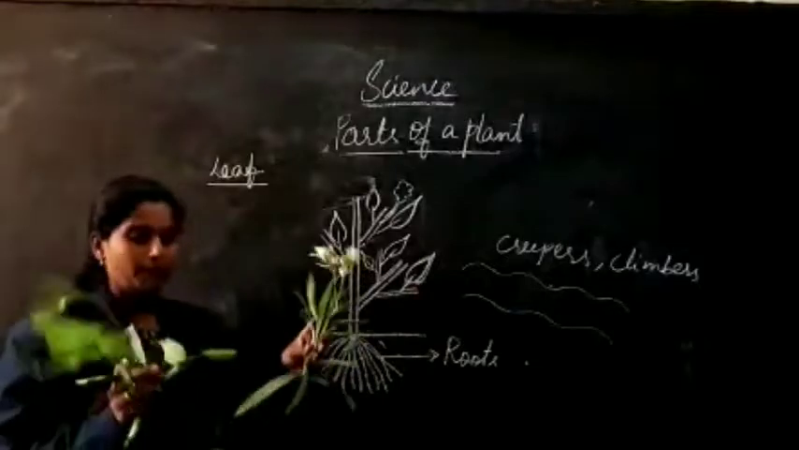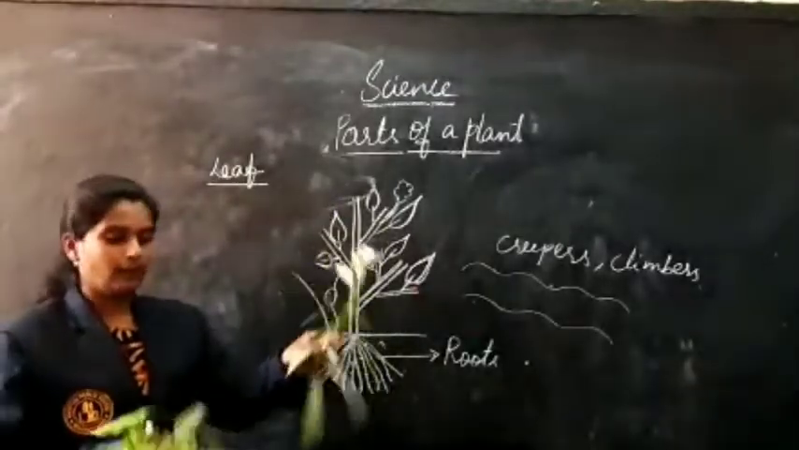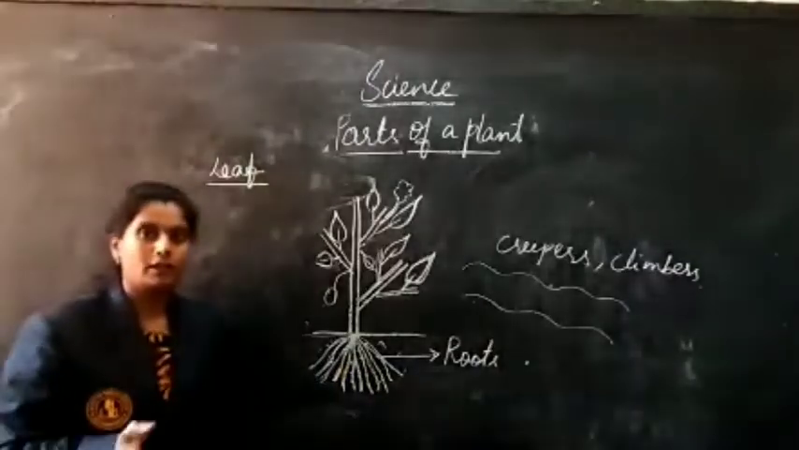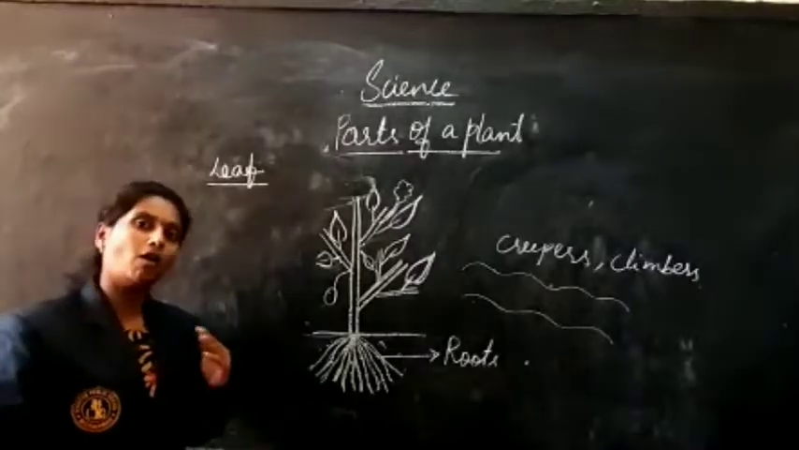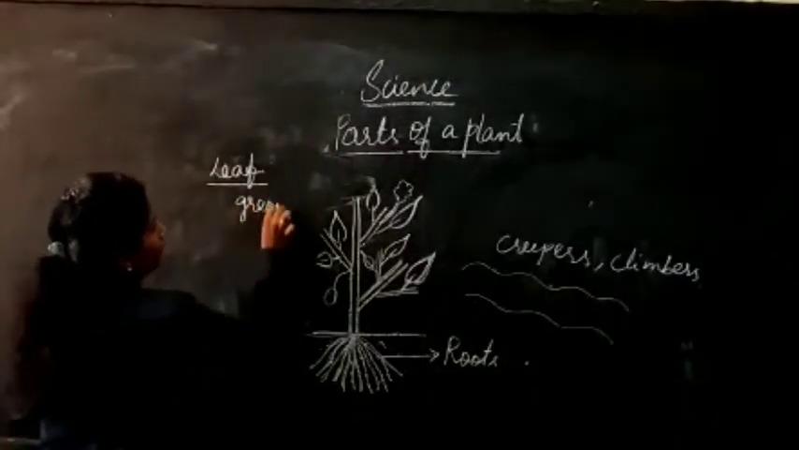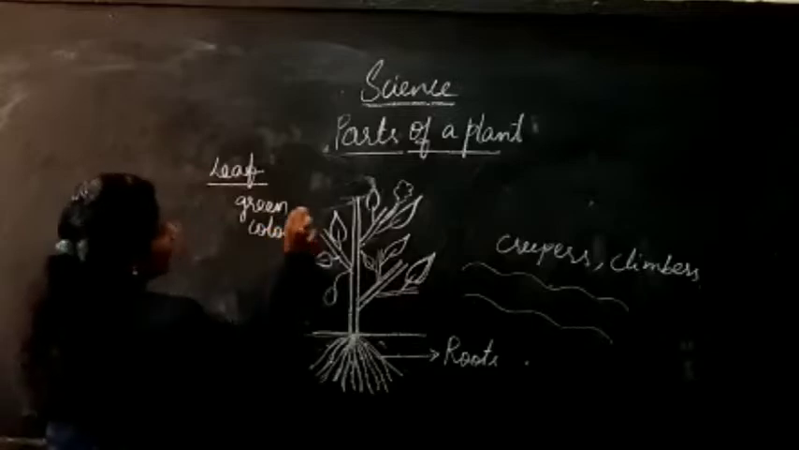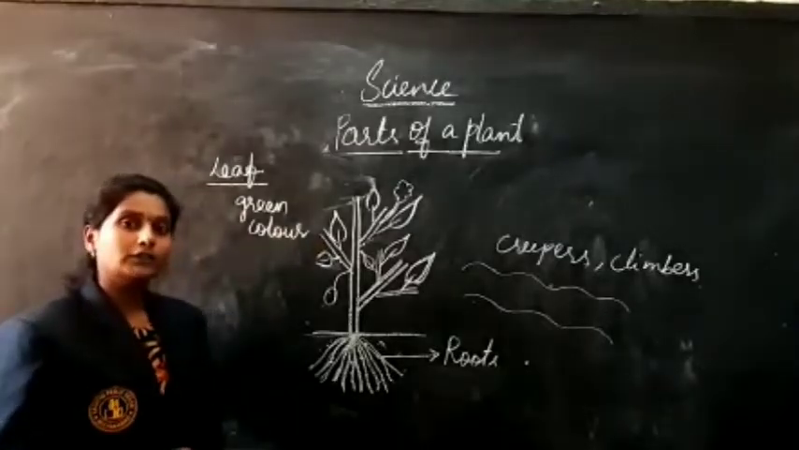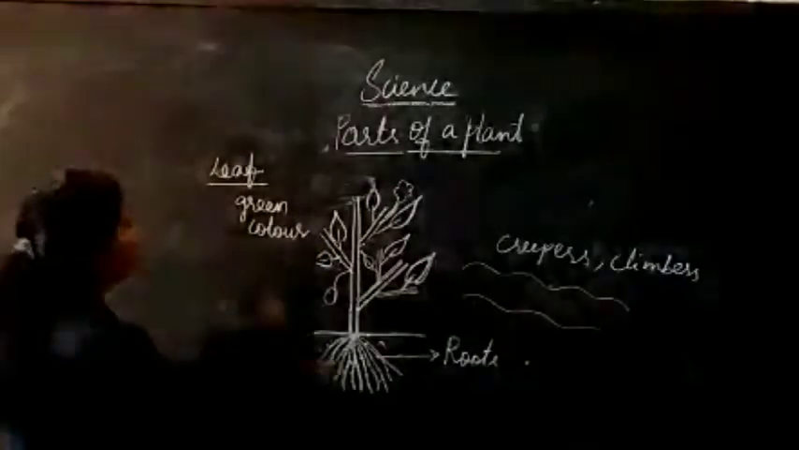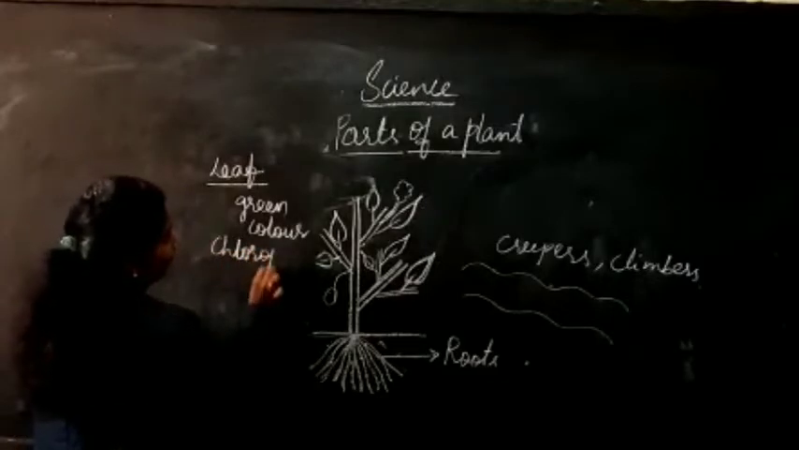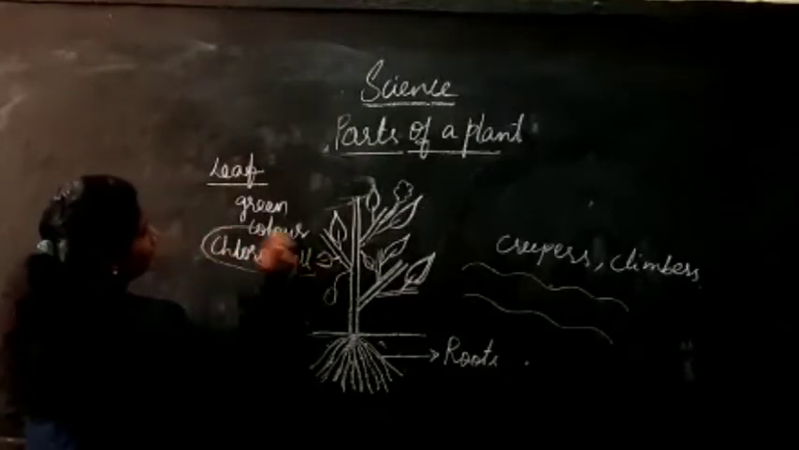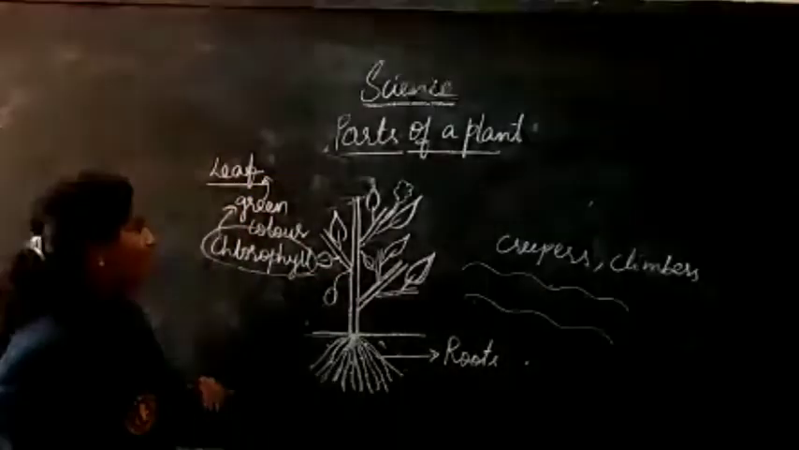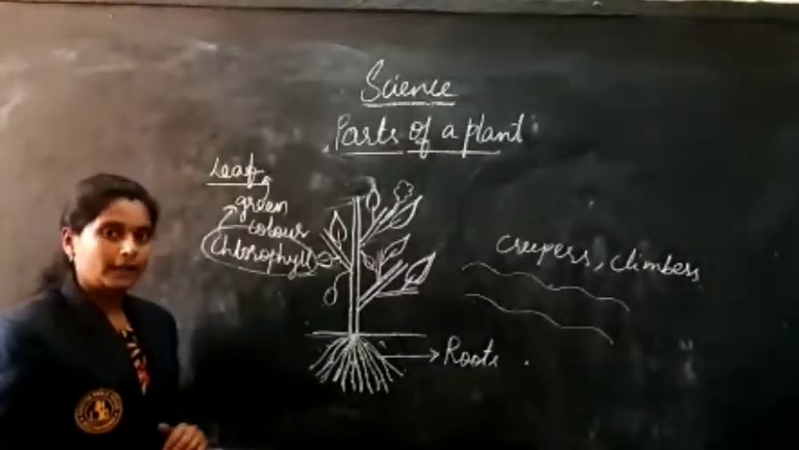If we observe these two plants, the leaf of this plant is different and the leaf of this plant is different. But all plants will have leaves in green color. Generally all leaves will be green. Why are the leaves only green, not any other color? Because they have a pigment called chlorophyll, which gives a green color to the leaf. And about this we will study in more detail in higher classes.